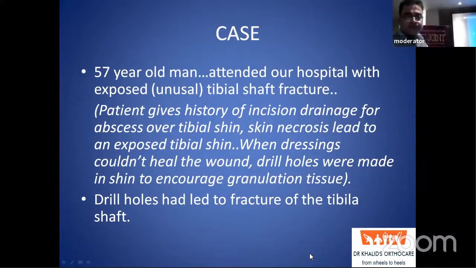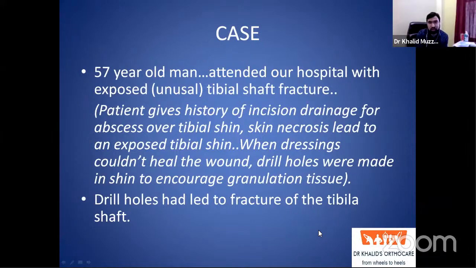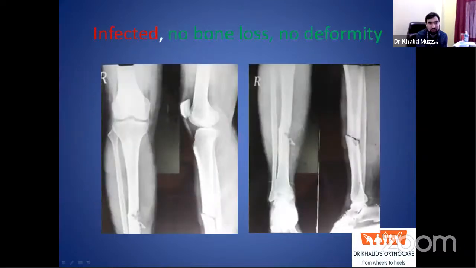Okay, a 57-year-old man attended our hospital with an exposed unusual tibial shaft fracture. Patient gives history of incision and drainage for abscess over the tibial shin. Skin necrosis led to an exposed tibial shin. When dressings could not heal the wound, drill holes were made into the shin to encourage granulation tissue. These drill holes led to fracture of the tibial shaft. This was an infected case, no bone loss, no deformity.